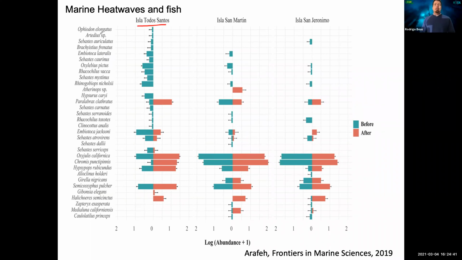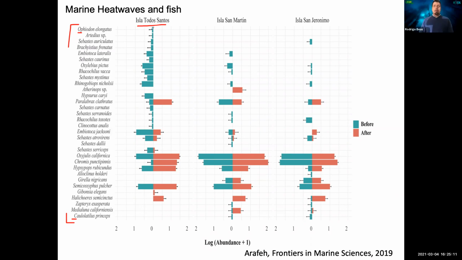This is another paper that we work on. This is Isla Todos Santos, in front of Ensenada in Todos Santos Bay. This is a list of species of fish, ordered by the centroid of the distribution. So this is the Lincoln. Lincoln will have a more northward center of distribution than Caulolatilus princeps, La Pierna or Blanco, how we call it here. So these are ordered by the center of the distribution.